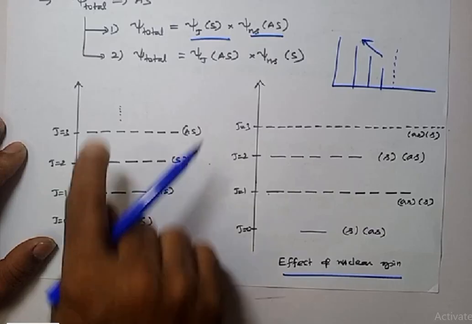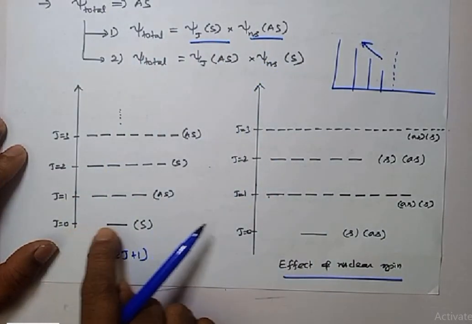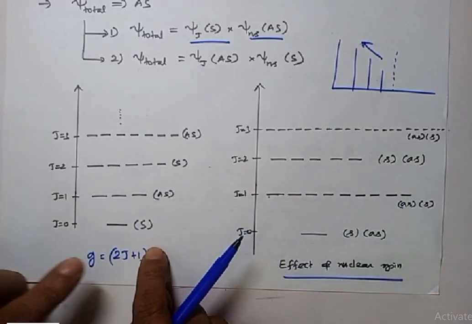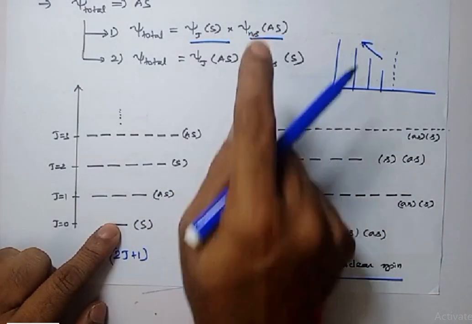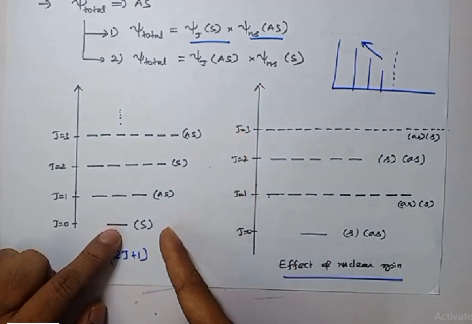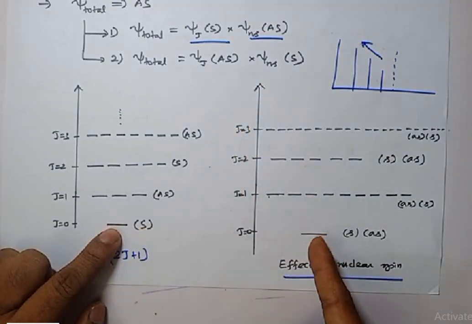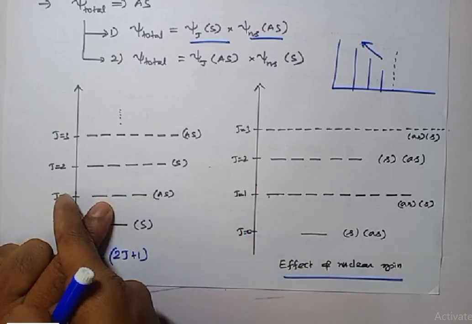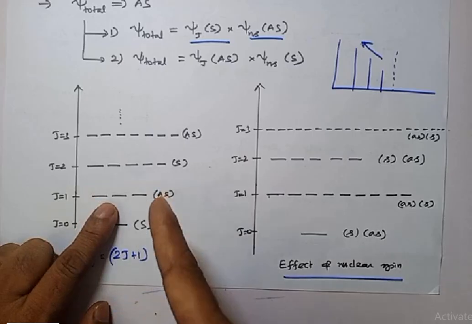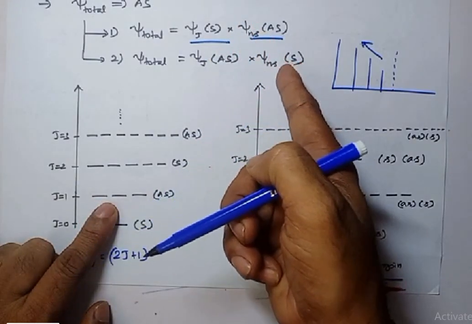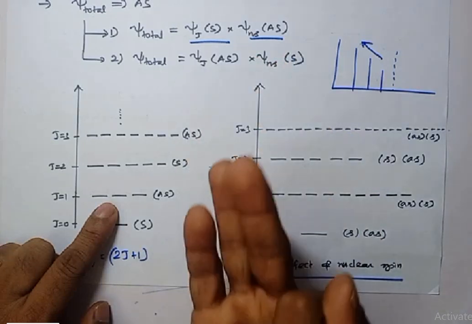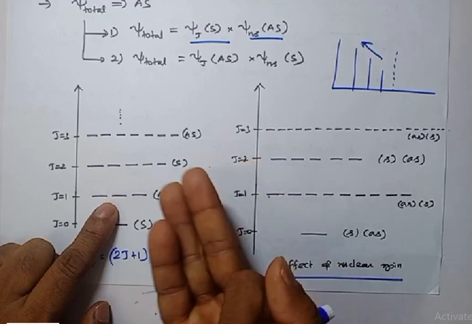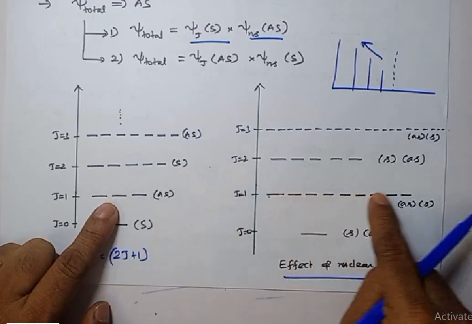Listen, J equal to 0, even J. Even J is symmetric. To symmetric, the antisymmetric nuclear spin state will combine. How many antisymmetric nuclear spin states are there? Only 1. 1 into 1 will give only one state. Whereas if you come to J equal to 1, J equal to 1 is an odd number, it is antisymmetric. Antisymmetric will combine with the symmetric spin state. How many symmetric spin states are there? 3. So 3 rotational states into 3 nuclear spin states, 3 into 3, you will get 9 states.